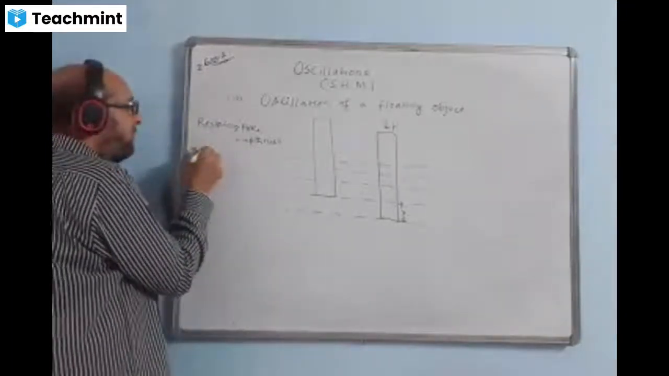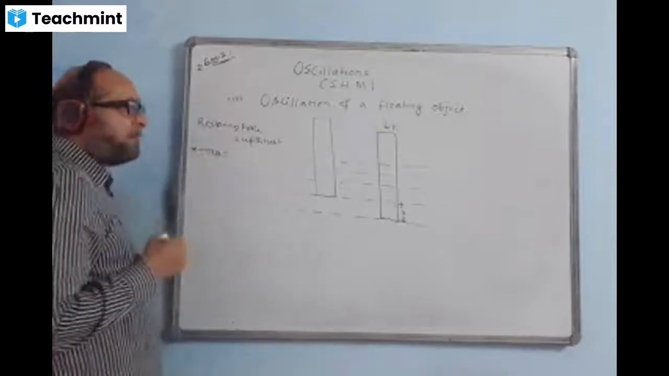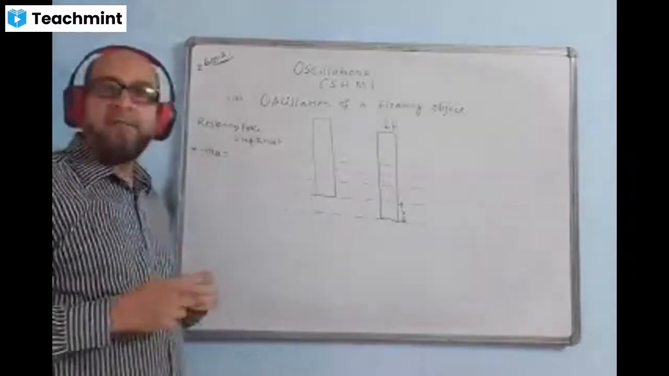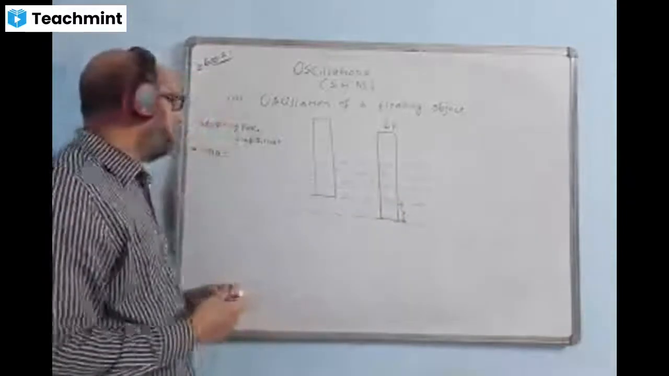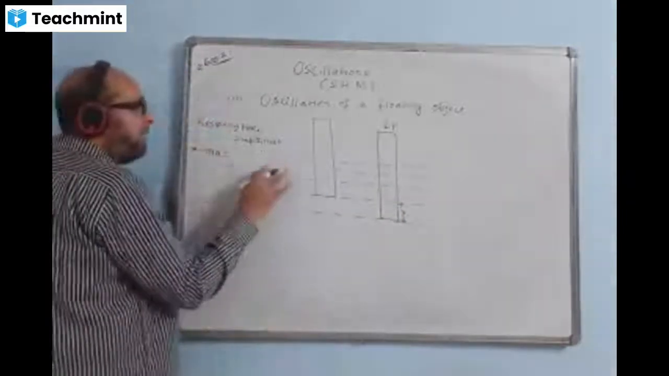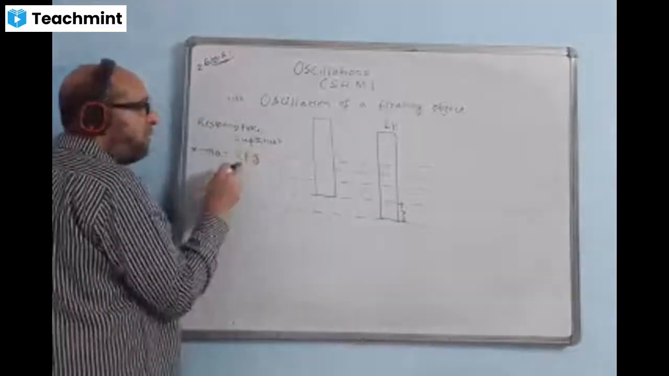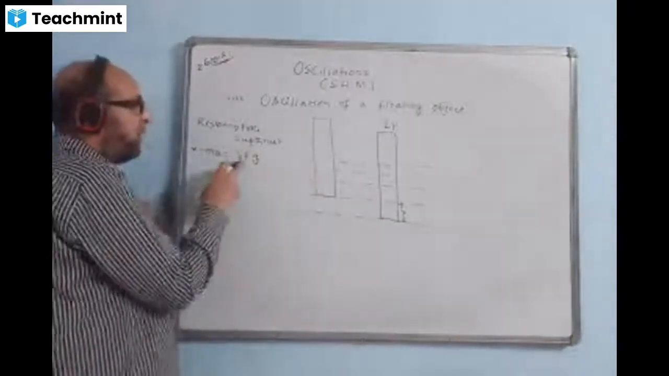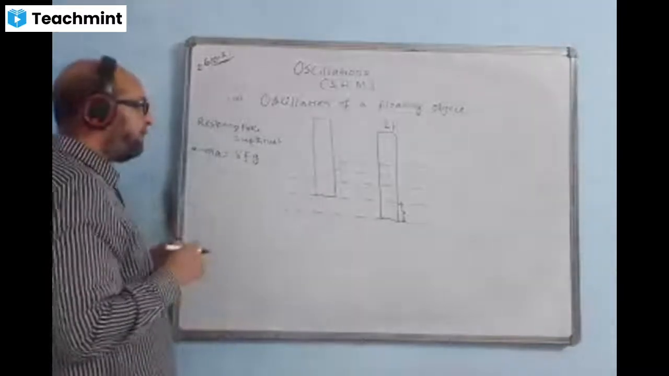Restoring force we will write as minus ma on this side. The upthrust formula is the weight of the liquid displaced. The weight of the liquid displaced we will write right here. For upthrust we got V rho g, where V is the volume of the liquid displaced, rho is the density and g is the acceleration due to gravity.